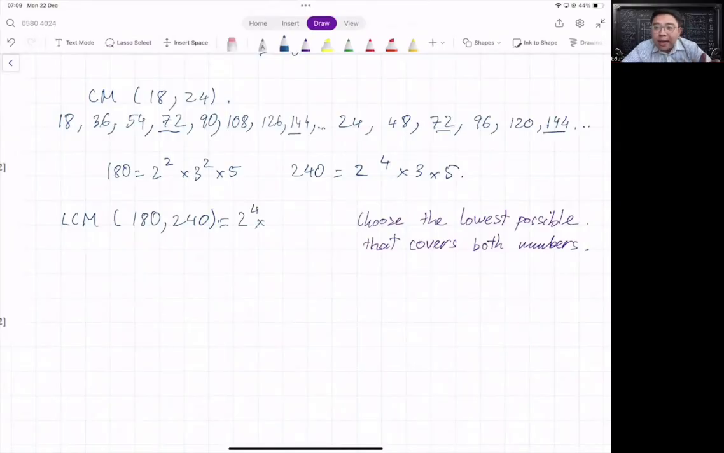Okay, higher doesn't mean highest. Here actually means the lowest possible to cover both. All right. Okay, 2 to the power 4, 3 to the power 2, and 5.